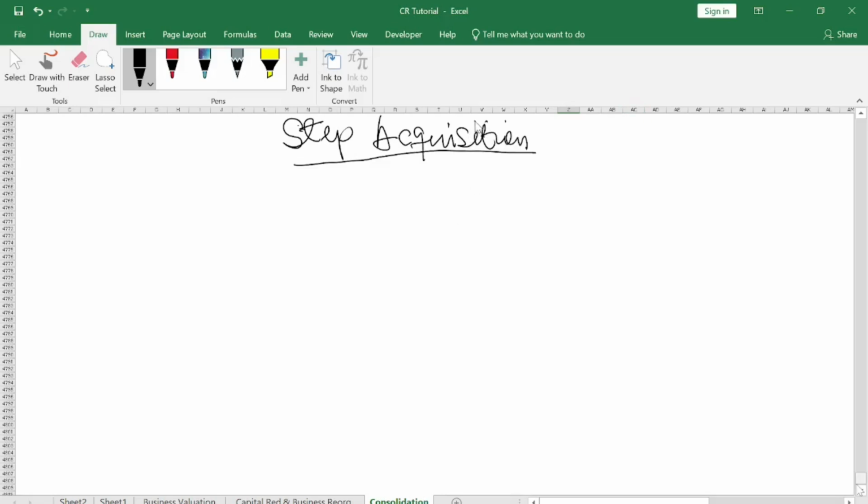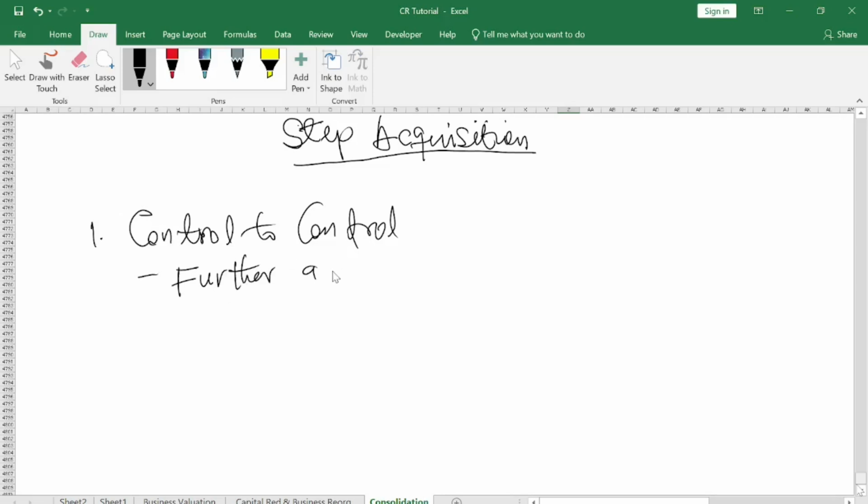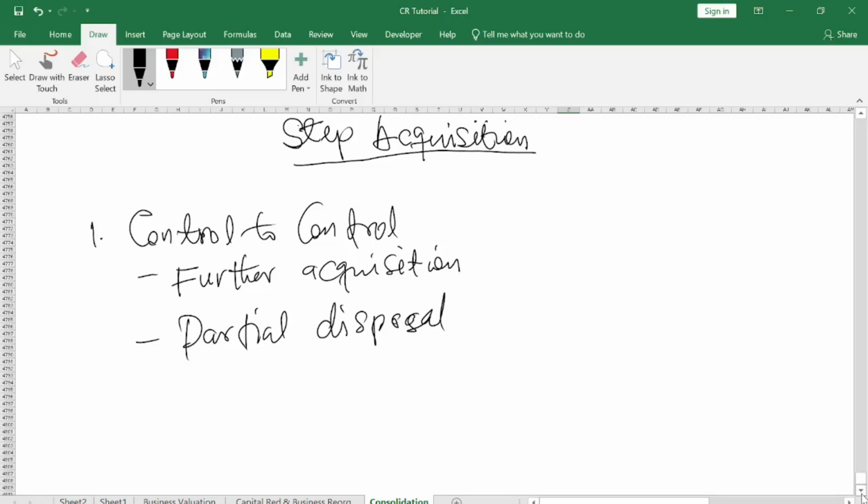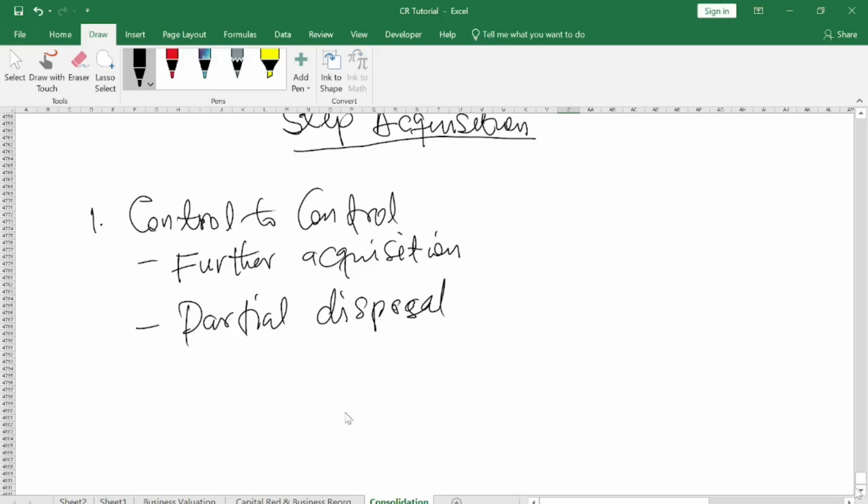Under step acquisition, we have what we call control to control. Now, under control to control, we have an arrangement called further acquisition. And we also have what we call partial disposal. So under control to control, these are some of the events that can happen.